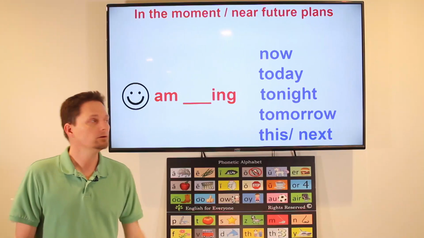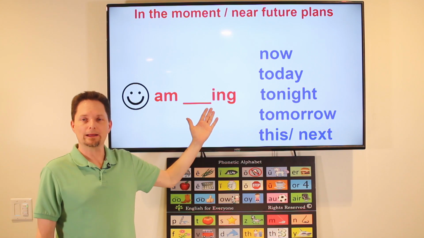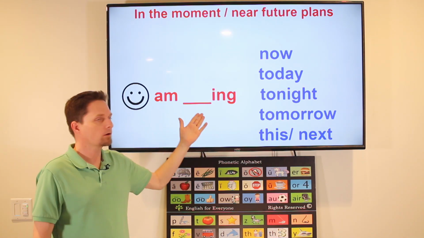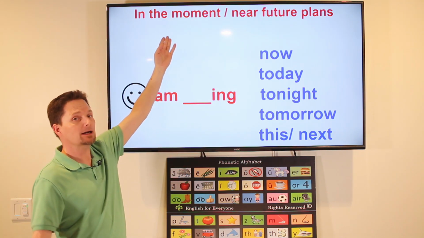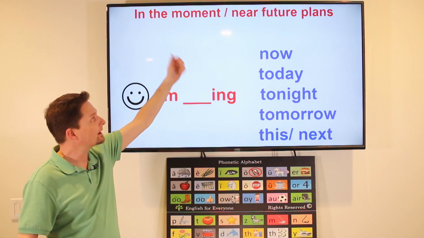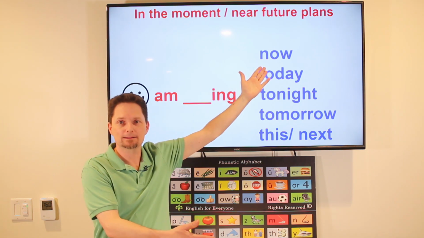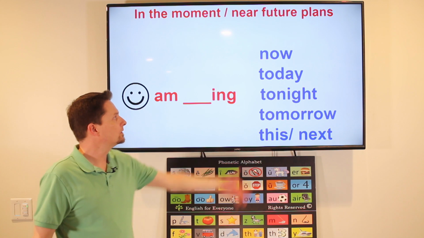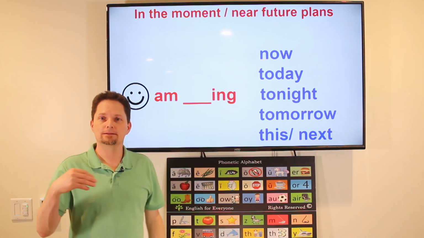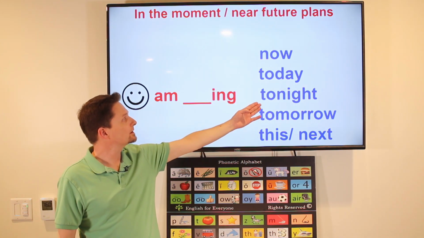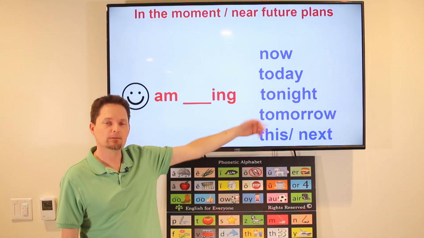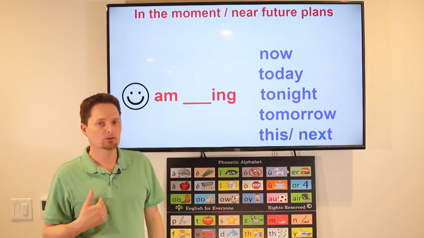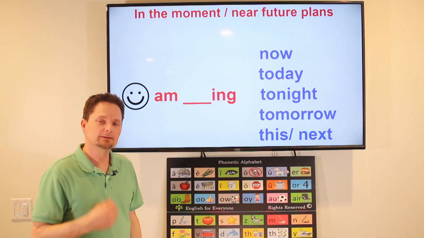Very good. We use our continuous action, ing, example, working, with am, I am working, for actions in the moment, right now, and for near future plans. We use it with now, I am working now. Today, I am working today. In the future, near future, tonight. I am working tonight. Are you cleaning the house tonight? Respond.